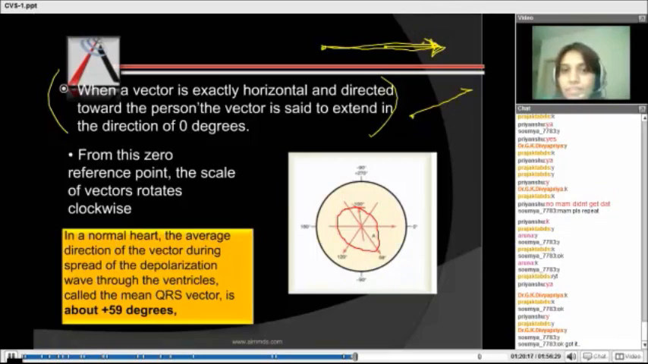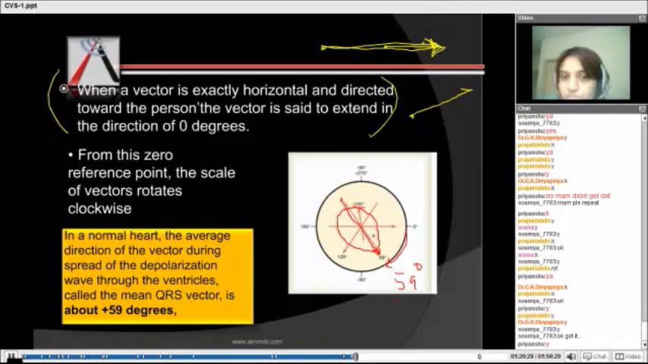Right? Now, if I make a summation of the QRS wave that is spreading through the ventricle, the vector which I will get is this one. Do you notice this vector? That is approximately 59 degrees. Okay, so the QRS vector is approximately 59 degrees.